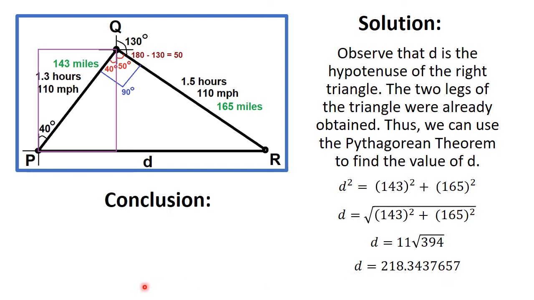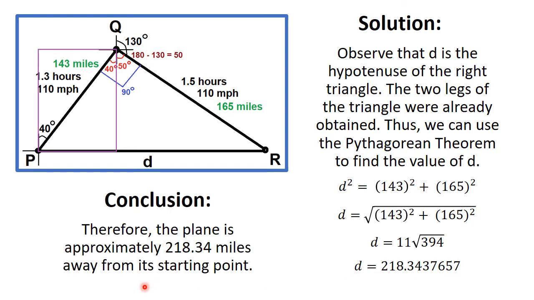Therefore, the plane is approximately 218.34 miles away from its starting point. So the starting point is here, and this is now the location of the plane. So the distance is 218.34 miles.